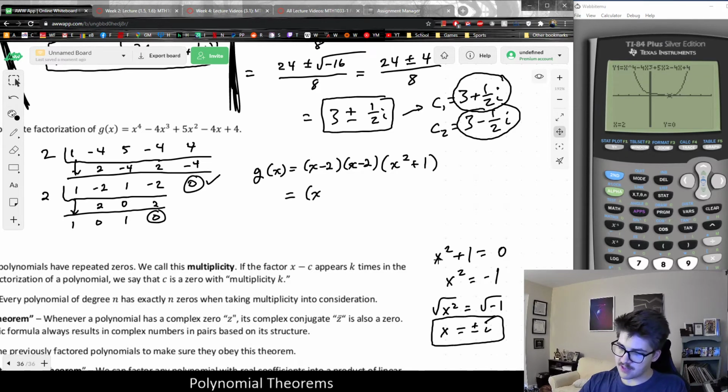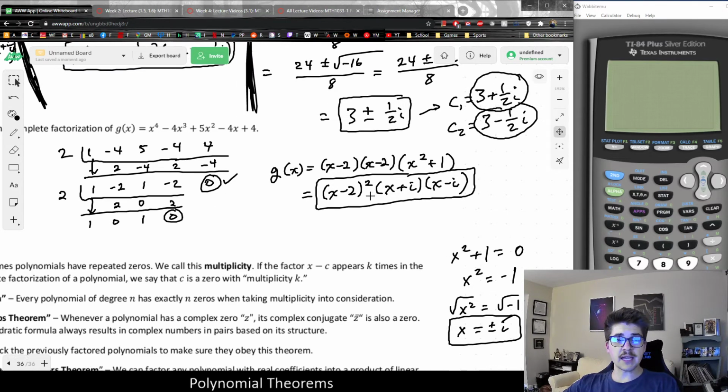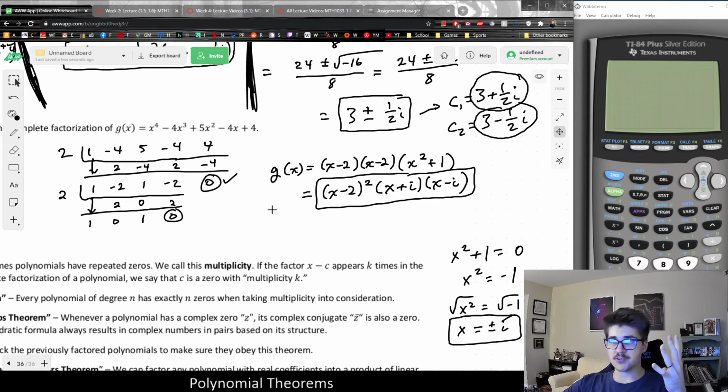And again, if I was to then factor the polynomial using them, I would have x minus 2. Again, I could write that as x minus 2 squared times x plus i, x minus i. And this would be the complete factorization of my polynomial. And again, I know it's complete because I see it has 4 factors.